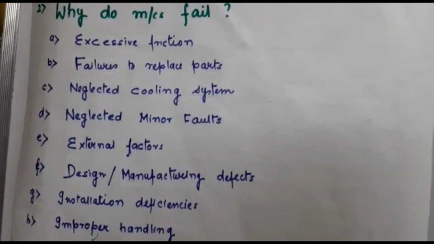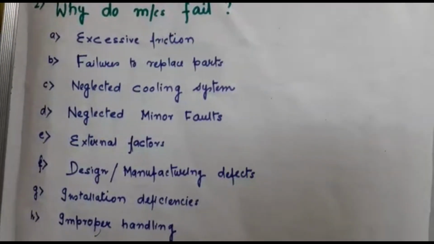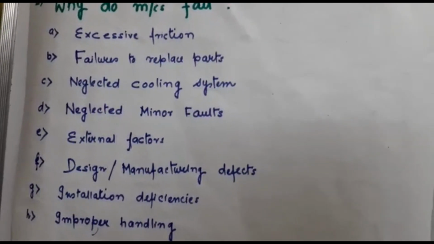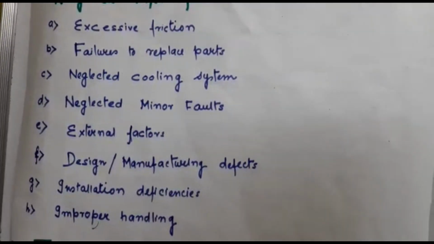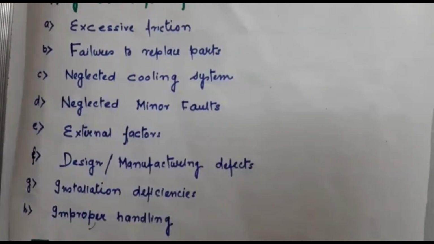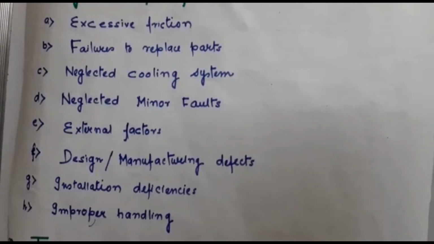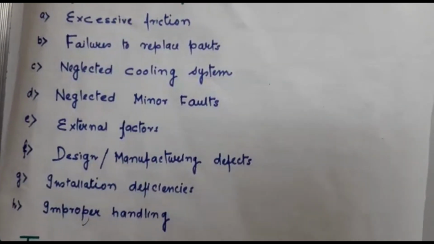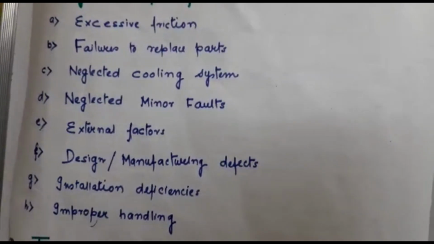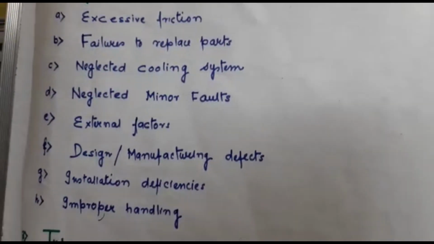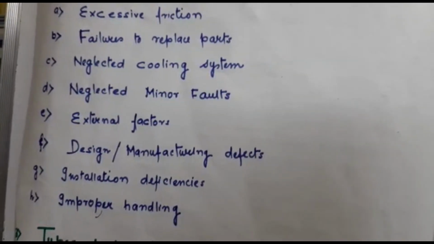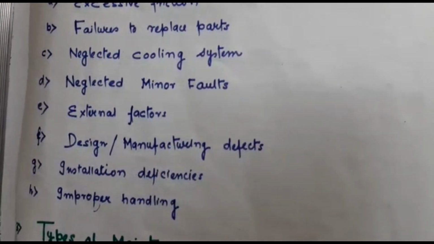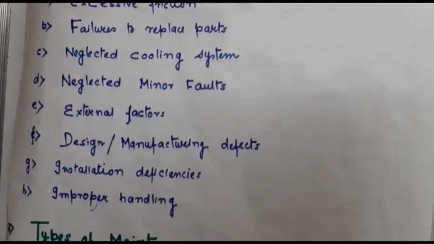Fourthly, the machine may fail because of neglected minor faults. The minor faults may be an increase in vibration or a high increase in temperature. Sometimes the machine starts vibrating at a higher amplitude and we neglect it, but that may lead to major faults in the machines. It may also fail due to external factors, for example, use of wrong fuel or overloading the machines. These are the reasons why the machines may fail.